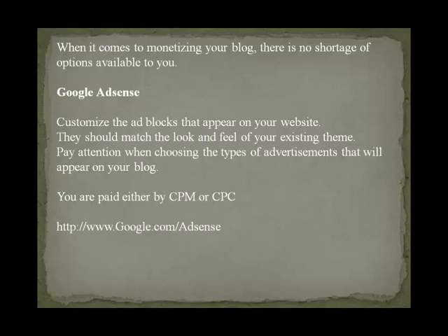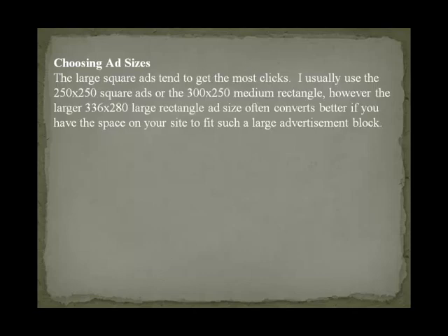Choosing ad sizes. I find the large square ads tend to get the most clicks. I usually use the 250 by 250 square ads, or the 300 by 250 medium rectangle. However, the larger 336 by 280 large rectangle ad size works too, if you have the space on your site to fit such a large advertisement block.